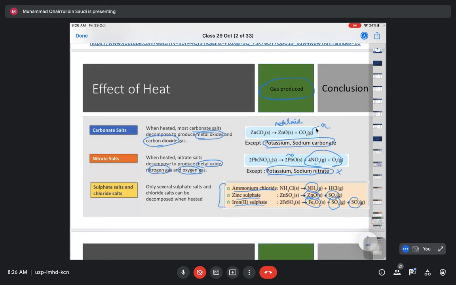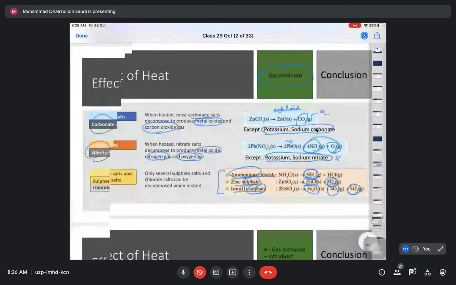So apa yang awak perlu tahu adalah kalau salt tu bila dipanaskan dia produce metal oxide dengan carbon dioxide, dia adalah carbonate salt. Kalau salt tu dipanaskan dia produce nitrogen dioxide dengan oxygen gas, dia adalah nitrate salt. Okay, kalau dia produce ammonia gas, dia adalah ammonium salt. Kalau dia produce sulfur trioxide gas, dia adalah sulfate salt. Okay, inilah kita punya conclusion.